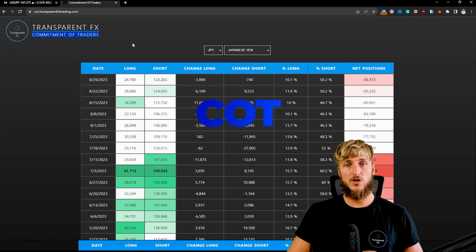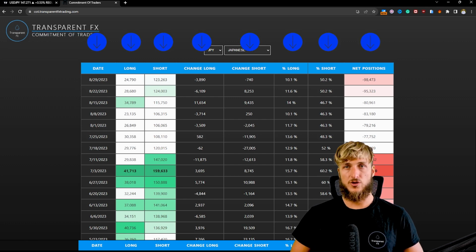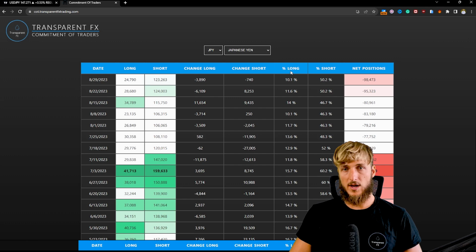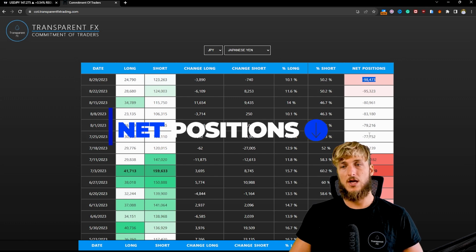what we have when it comes to the commitment of traders, so the COT data, which is what the non-commercials, so the biggest speculators in the market are doing, which are essentially hedge funds, so the big players in the market. Now, if we check the data for the JPY, we can see how with the last reports, we went from having minus 77k net positions all the way down to minus 98.4k net positions.